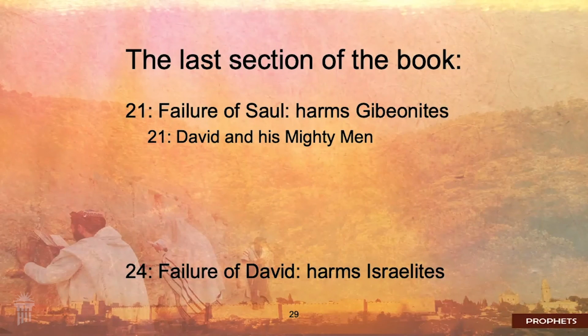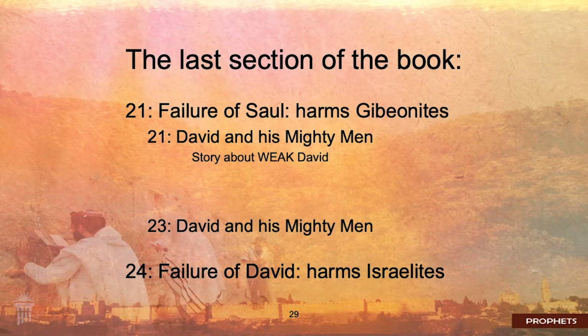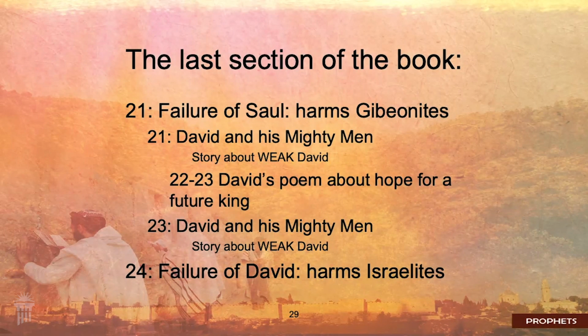He says, let me give you two stories about these guys. Man, Saul was a king that hurt people. And you know what? David was a king who hurt people. And then, in chapter 21, he tells a story about David and his mighty men. But in that story, David has a serious weakness, and he is not the ultimate hero, the superhero of the story. And it's paralleled in chapter 23, another story about David and his mighty men. And once again, it's a story about weak David. You see where this is going? And in the middle of all of this section is David's poem about his hope for a future king.